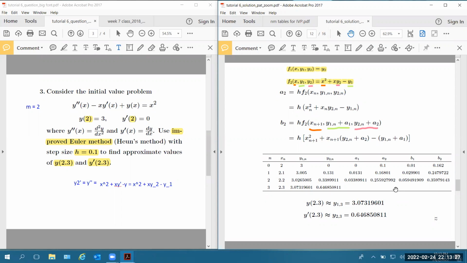Okay, now. So these two values here, this is actually the y value at 2.3. This is the y prime value at 2.3. So that's how you get to this. Okay. Any questions, class?